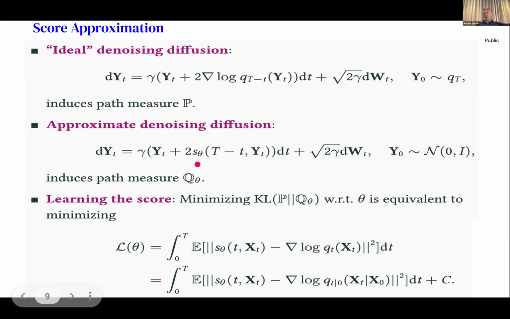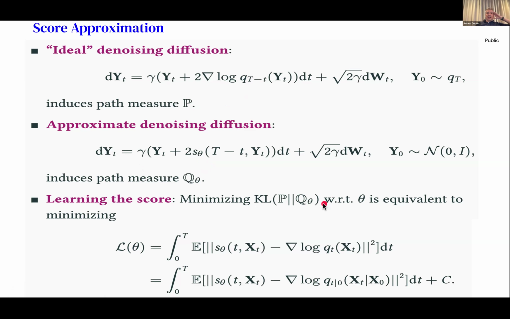But obviously the question is, how do you actually come up with a good approximation of the score? Because it's just unknown, okay? So what we do is very simple. We say, okay, this thing, think of it as a stochastic process that induces a path measure, which I denote capital P. This one is another diffusion that induces another path measure that I denote Q theta. And we're going to learn theta, the parameter of the neural net that I'm going to use to approximate the score, by minimizing the Kullback-Leibler divergence between P and Q theta with respect to theta.